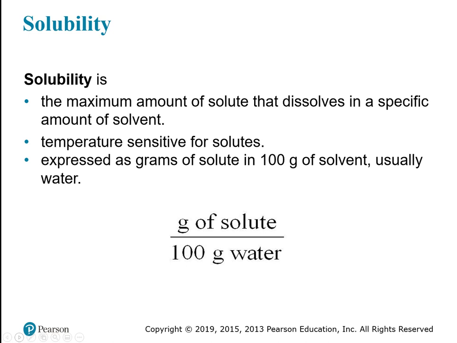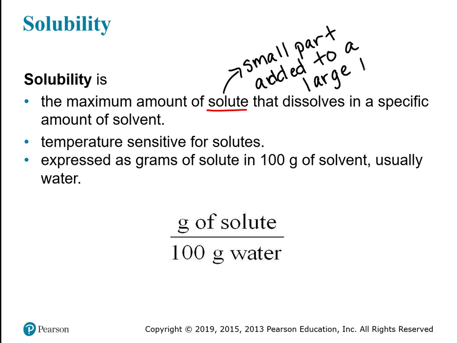So solubility is just the maximum amount of solute that dissolves in a specific amount of solvent. Last class, we talked about solutes and solvents. Remember that the solute is the small part added to a large part. So if you had water, a big cup of water, and you had a spoonful of sugar, the sugar is the solute. The solvent would be water.